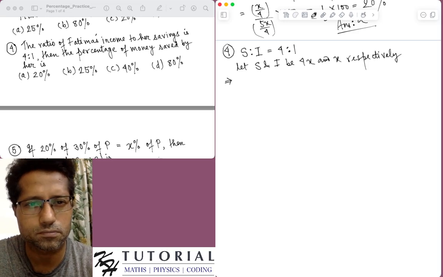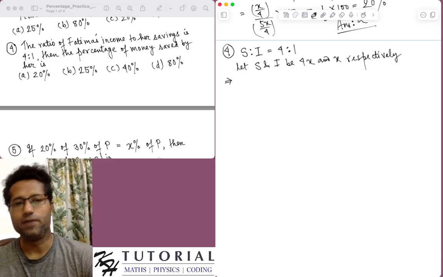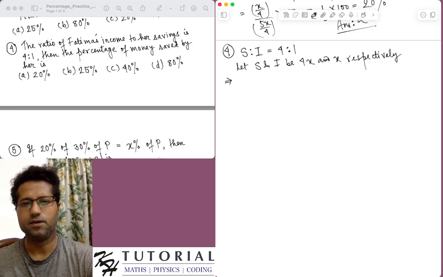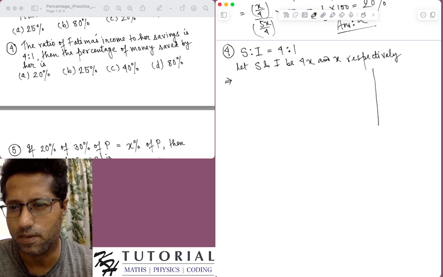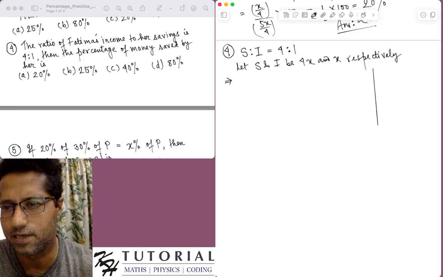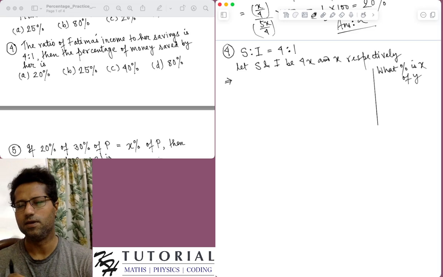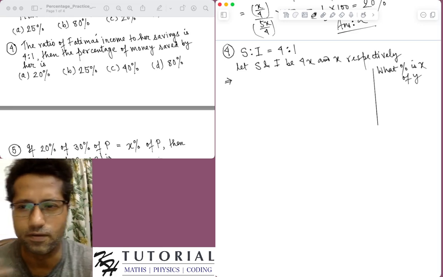So the percentage of money saved by her. Now when it is asking that the percentage of money saved is based on the income. From the basic concept of percentage, we always ask what percent is x of y. So based on some value y, we find the percentage of some other value x. In this problem, y is the income and x is the saving.